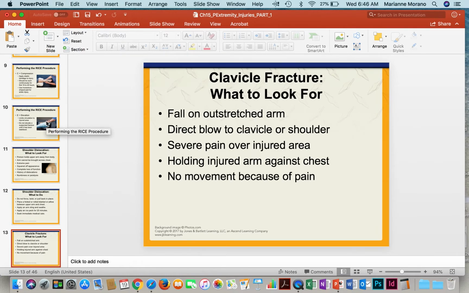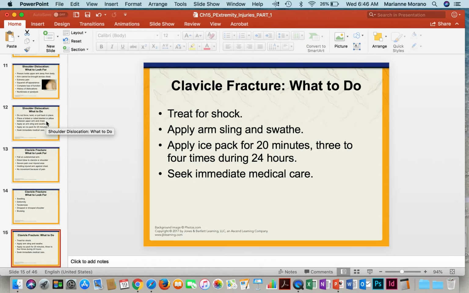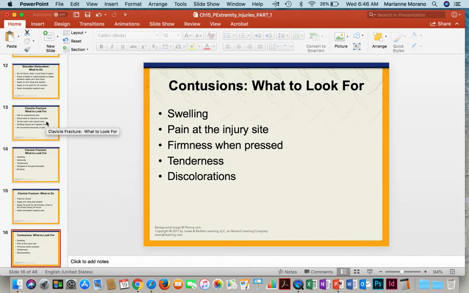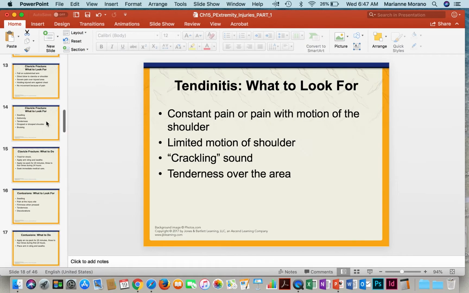With a clavicle fracture, it could be from a direct blow, and what you'll see is severe pain in the injured area. Maybe the person has fallen on an outstretched arm. They're holding the injured arm against their chest, or they have no movement. There might be swelling, deformity, tenderness, a dropped shoulder, and bruising. Treat for shock, apply an arm sling, apply ice, and seek medical care. With contusions, you might have swelling, pain at the site, firmness when pressed, tenderness, and discoloration. Apply ice and place the arm in a sling.